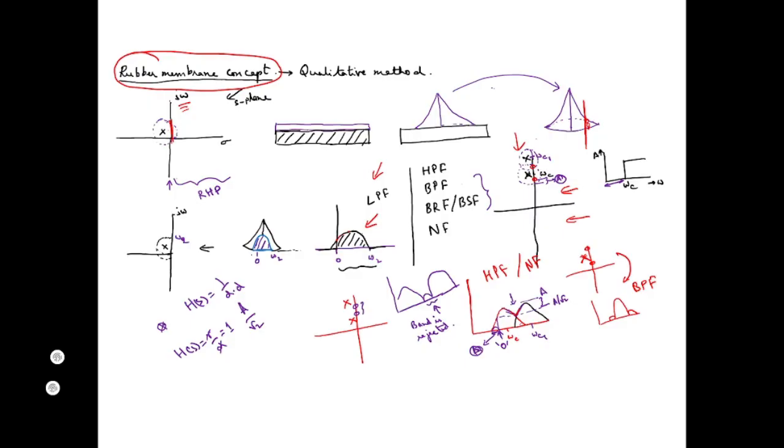And rubber membrane concept, please be reminded, as I told you, it is a qualitative method. It only gives us an estimation on the amplitude response. It does not give you estimation on the phase response. Okay. So what happens if I take this pole and move it towards the frequency axis?